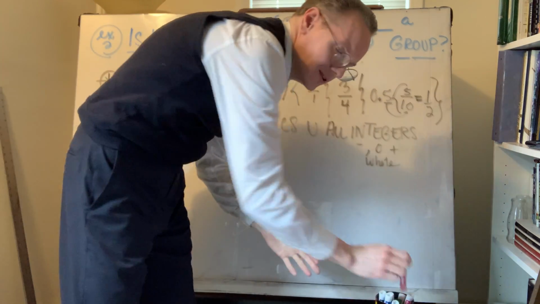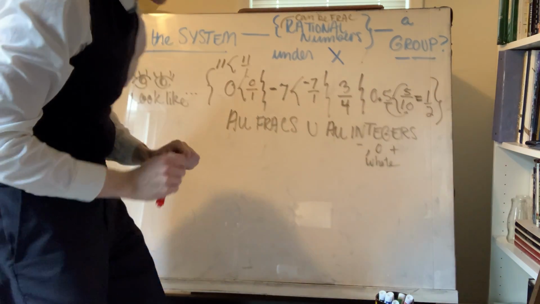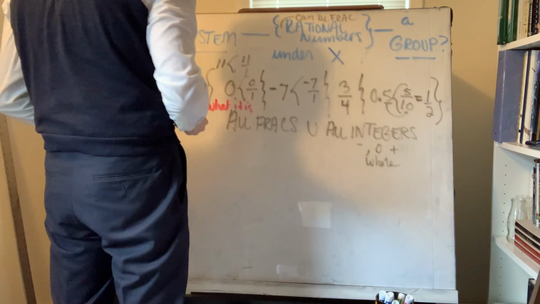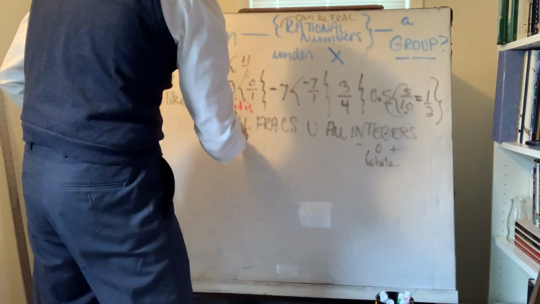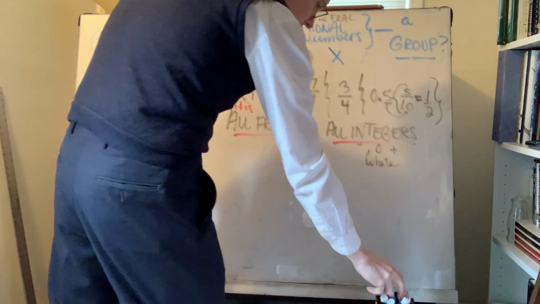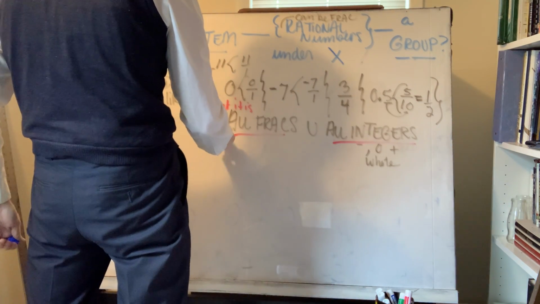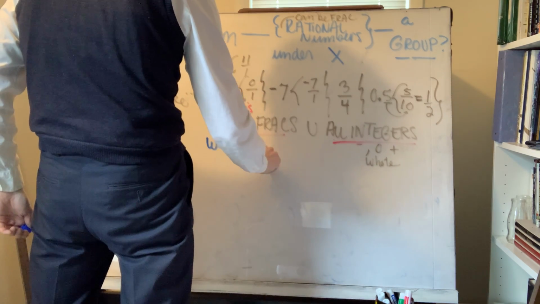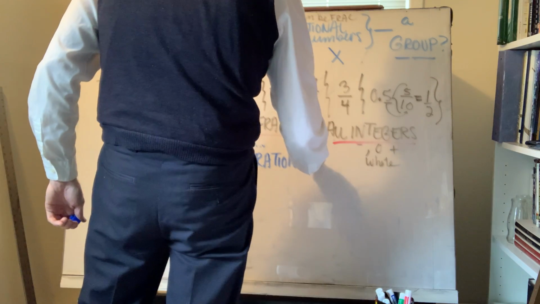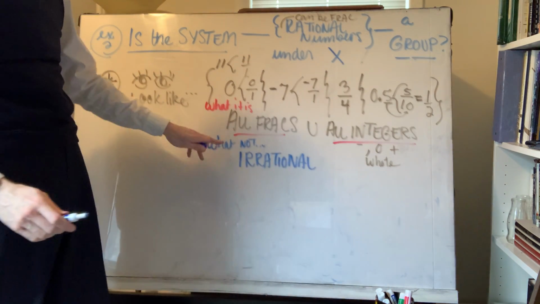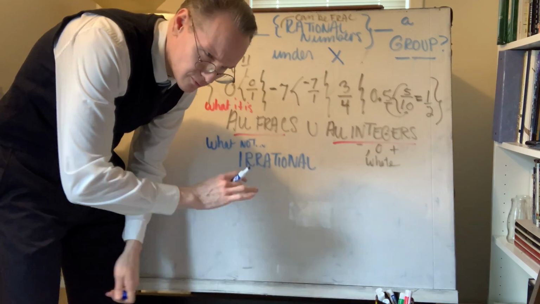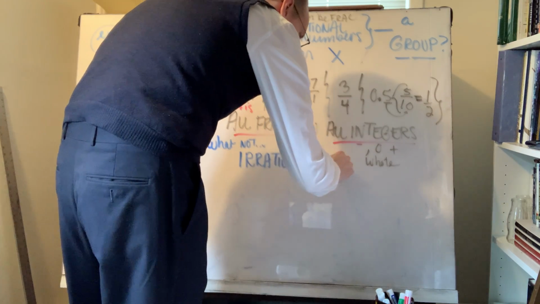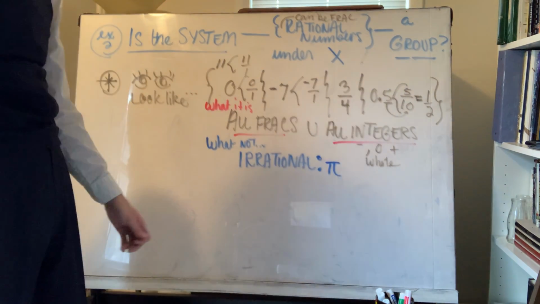Another way of saying it, and this might be more practical as you're plucking this apart: if this is what it is, all fractions and all integers, then what is it not? Anything that is irrational. Sometimes it's easier to think about the problem from the perspective of what it is not. Why? Because there are fewer things categorized as irrational. What's irrational? Pi is an example of an irrational number.